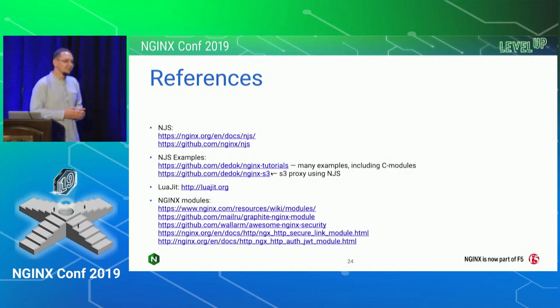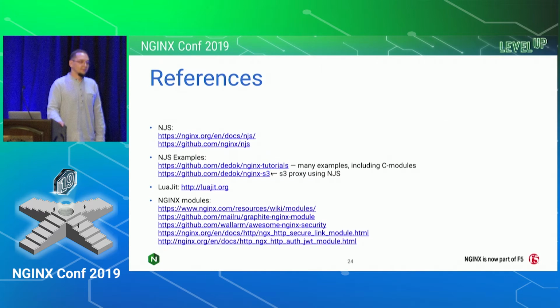I have two questions. The first question is comparing the performance between NGS and a C module. Do you see any significant difference? The second question is roughly how much functionality can be done with NGS compared to building a custom module in C? Thank you. Very good questions.